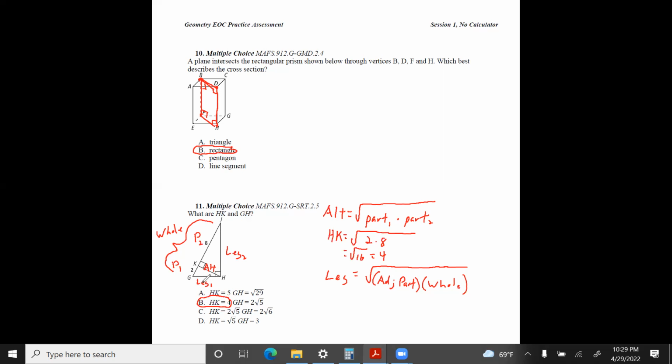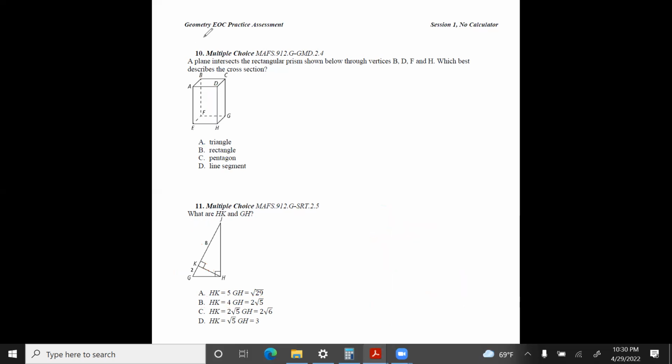So we also want GH. GH was a leg, so I'm using the adjacent part, which would be the 2, and the whole, which is these two together, which is a total of 10. So we have the square root of 2 times 10. 2 times 10 is 20. And then we can reduce that by separating it into 4 and 5. The square root of 4 is 2. So 2 radical 5, which is the other half of answer choice B. All right. On the next one.